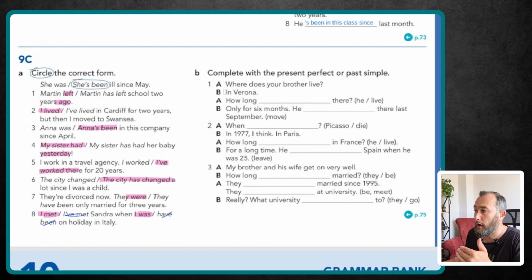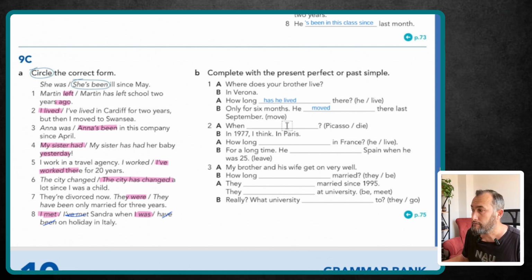Number one, where does your brother live? It's a conversation. B is saying, in Verona. So he lives in Verona until now. So because he lives there until now, I must use present perfect. How long has he lived there? Look, he lived. How long has he lived there? Only for 6 months. Now, last September. So he moved. I must use past simple, because here "last September" is a past time.